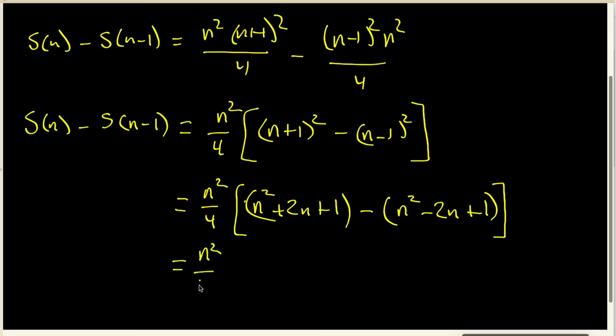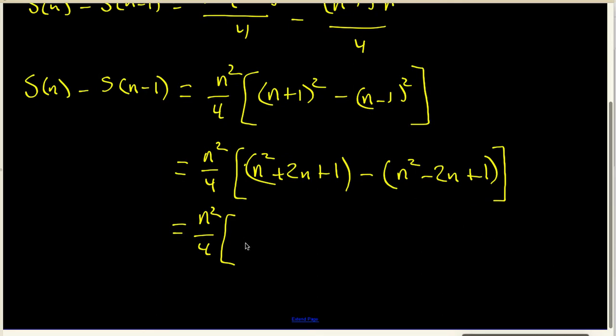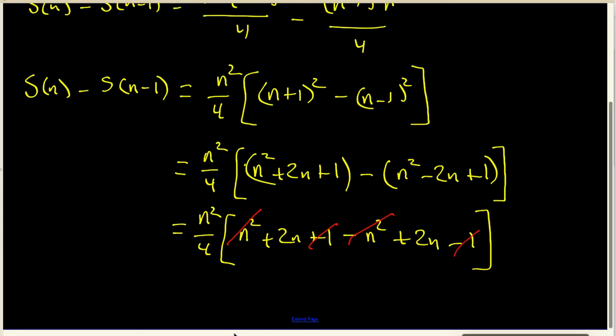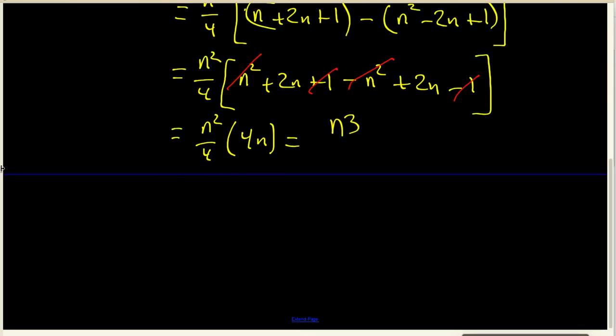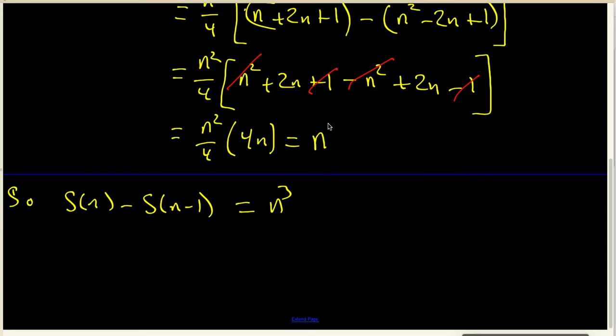So I'm now looking at n squared over 4 times, and I'm going to take care of that minus sign and distribute it out over all three of those terms. And we have n squared plus 2n plus 1 minus an n squared, minus a minus 2n, minus a 1. And now we go looking and we see we have a positive n squared and a negative n squared, so they're gone. We have a positive 1 and a negative 1, so they're gone. And so what we have is n squared over 4 times 4n, and that simplifies to n cubed. And so what we have is S_n minus S_(n-1) does simplify down to n cubed, and let me correct my handwriting in that step up there. That should have said n cubed.